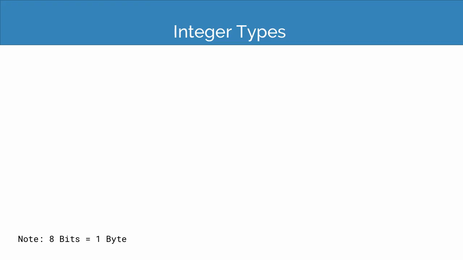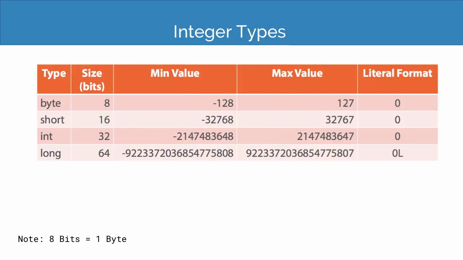Let us now summarize our topic of data types and variables in Java. So in this topic, we learnt about various data types, among which the first is the integer types. In case of integer types, we checked out the byte, short, int, and also the long. Now these are all the size of these data types in bits.